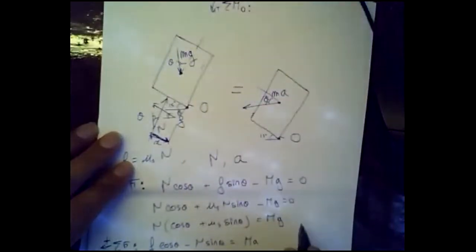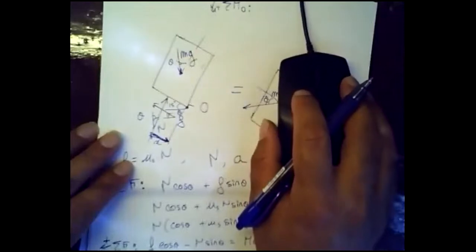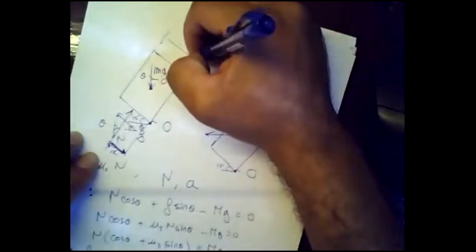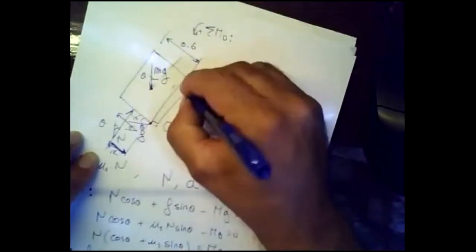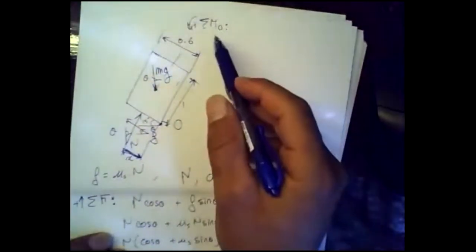So if this angle is 15 degrees, then this one has to be equal to theta, right? If this guy is theta, then that guy is theta too. And from the figure, we know that we have 0.6 and then 0.1, and this value from here to here is actually 1. Can someone tell me what happens if I sum the moments about point O?